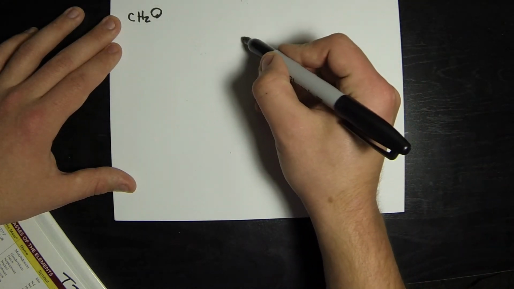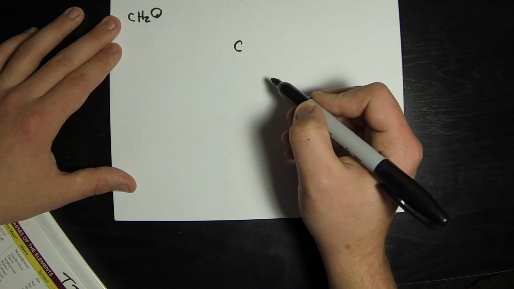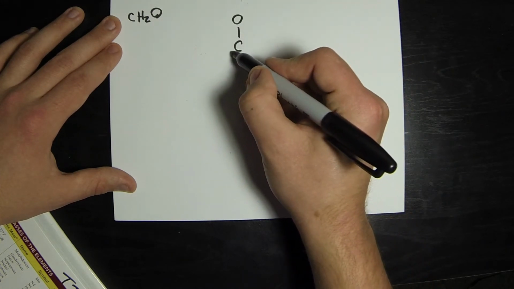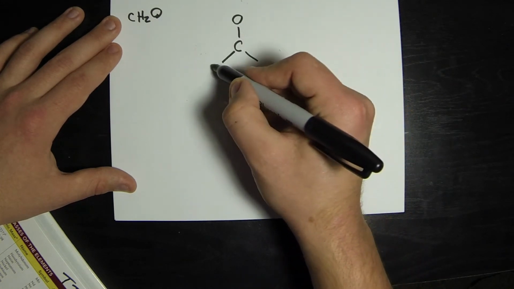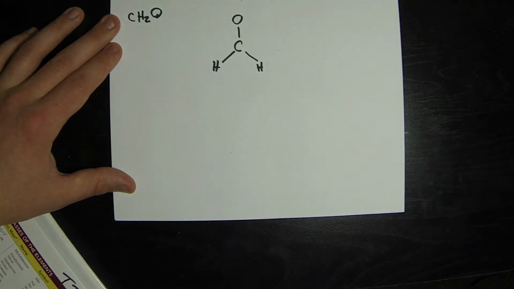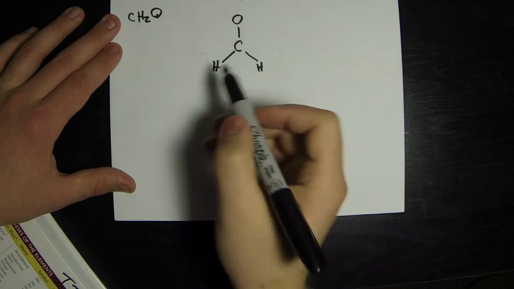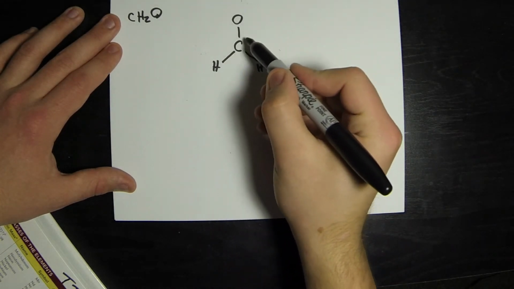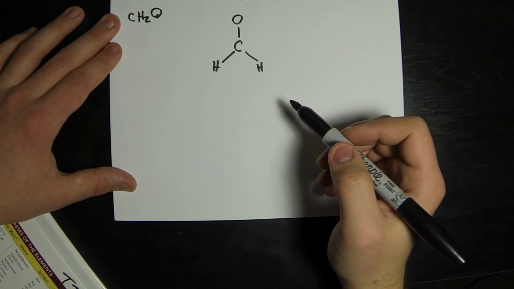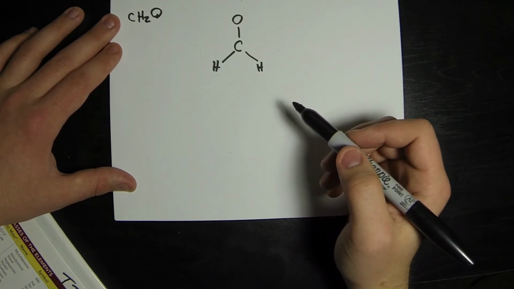So let's go ahead and write that. We have a carbon here. Now let's go ahead and attach our O, and then let's attach our hydrogens. Okay, so I know I've got 3 things attached, so I'm going to try and keep them all equally spread apart as best I can, because that's probably how they're most likely going to be.